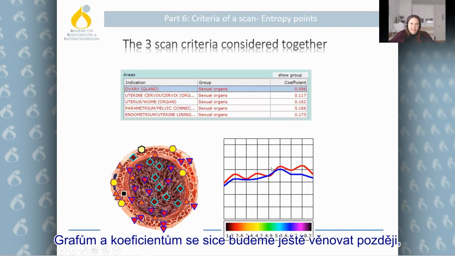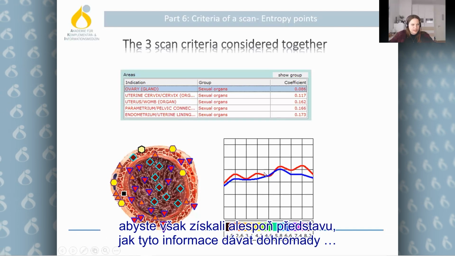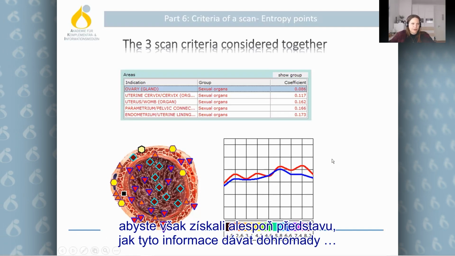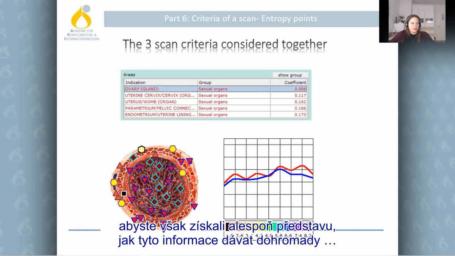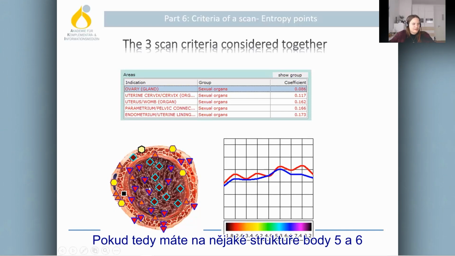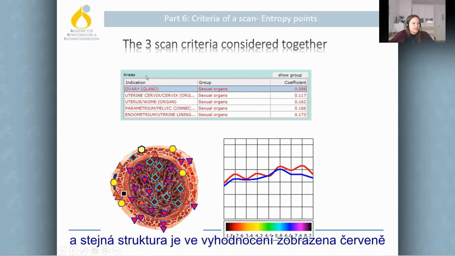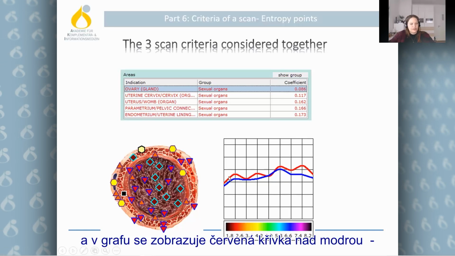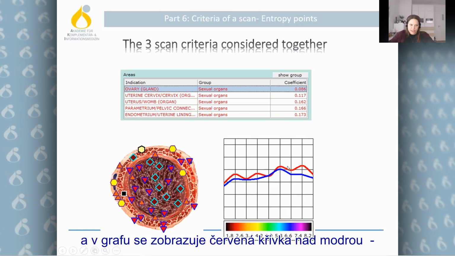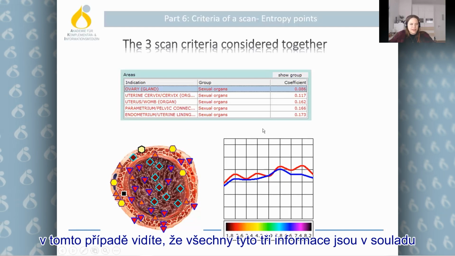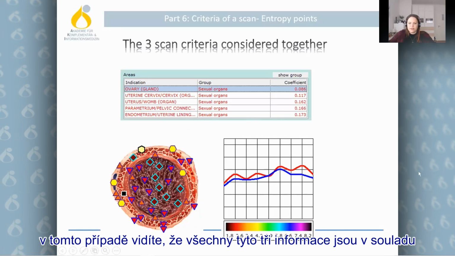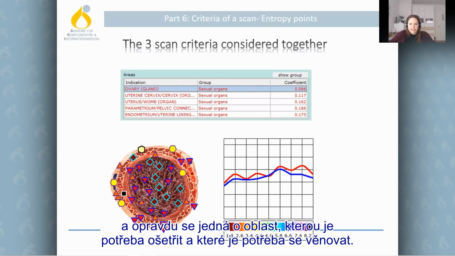We will have the graphs later and the coefficients, but to give you a first idea how you can bring this information together: when you have 5 and 6 in one structure, you have these areas listed in red also, and you have graphs with red above blue. We will have this later. But in this case, you see that all these three pieces of information fit together. And this is why this is really an area you have to treat, you really have to take care of.